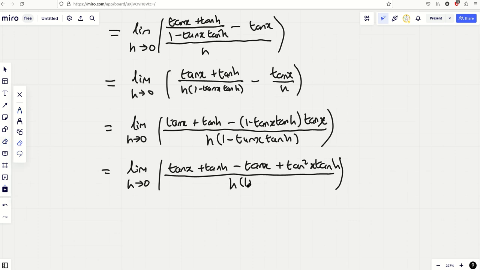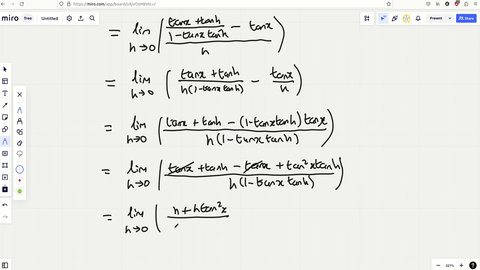Now what I should have done is earlier used the small angle formulae for tan, because you remember me saying you always use small angle formulae. That's why I'm taking slightly longer than before. Okay, so let's use small angle formulae now. Let's cancel those tan x's. We're going to be left with h plus h tan squared x over h times 1 minus h tan x. Yeah? Okay, we cancel the h's.